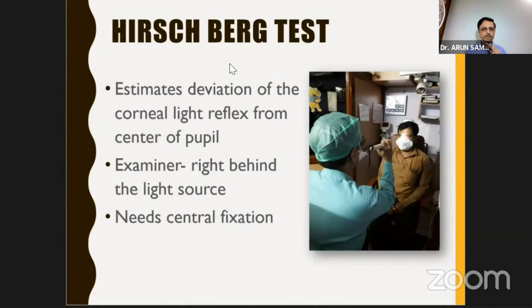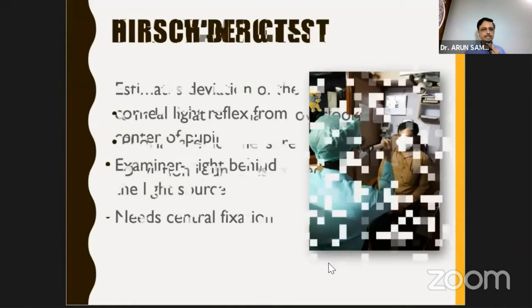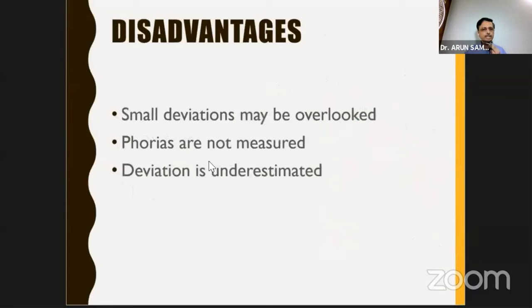Coming to the first one, the Hirschberg test. The Hirschberg test estimates the deviation by using the corneal light reflex, the first Purkinje image. Here the examiner sits right behind the light source and looks directly onto the cornea. Again, this requires central fixation. The disadvantage is that small deviations may sometimes be overlooked, phorias are not measured, and the deviation may be underestimated.